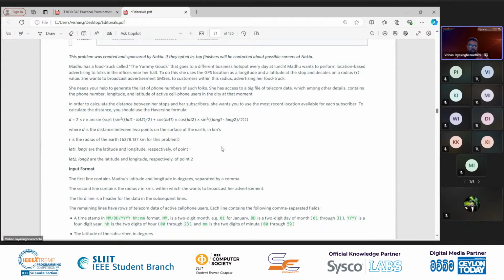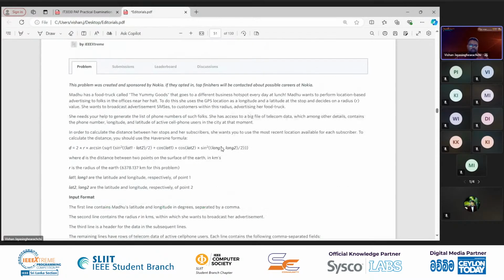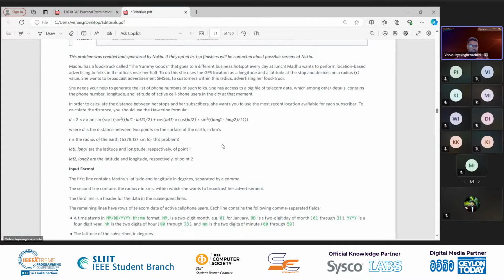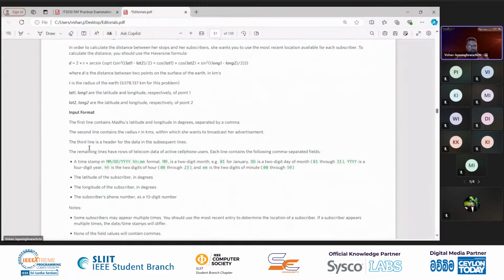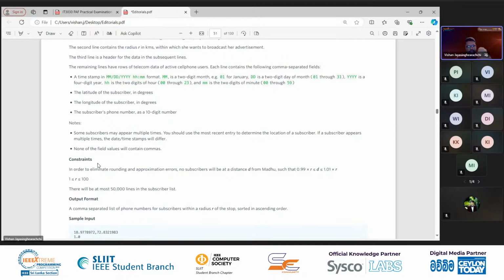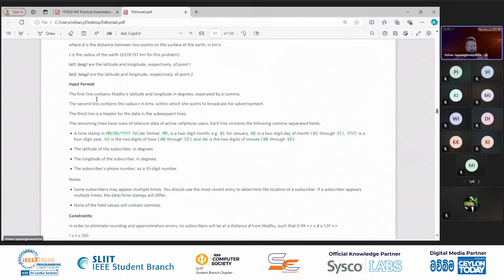So your job is to find whether a given lat long value falls within the 1 kilometer radius or not. Now, this is not a simple mathematical operation, because you have to remember Earth is a sphere. Therefore, you have been given a special formula to calculate whether a coordinate is within the 1 kilometer limit from the origin, that is the food truck. You have also been given certain constraints for this calculation, and some input guidelines.